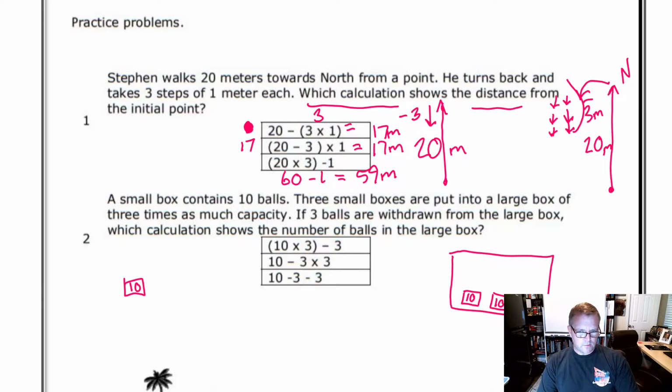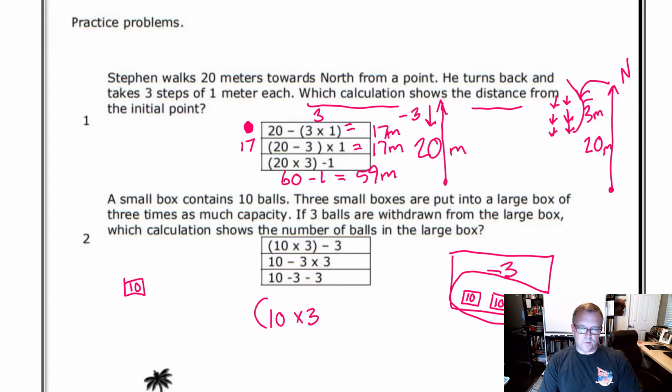If 3 balls are withdrawn from the large box, so out of these balls here, I'm going to have to subtract 3, right, from here. Which calculation shows the number of balls in the large box? Well, what do I have here? I see my 3 boxes of 10, right? And I only see one of these expressions that they've written out that has that. I have 3 boxes of 10, or 10 balls times 3 small boxes. So I'm going with that one because the other two are already subtracting here, and that doesn't make sense.